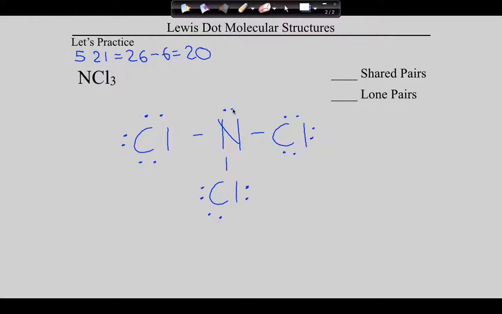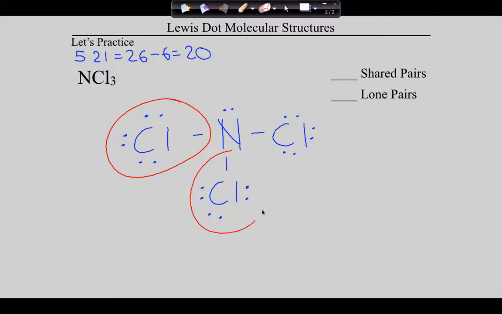So guys, the last thing that we need to do, step number 4, is check for octets. Now guys, you don't need to write this down. Don't do this for real, but just watch. Here's what checking for octets means. Draw an imaginary circle around the chlorine. How many electrons are inside that circle? 8. 2, 4, 6, 8. So that one's got 8.